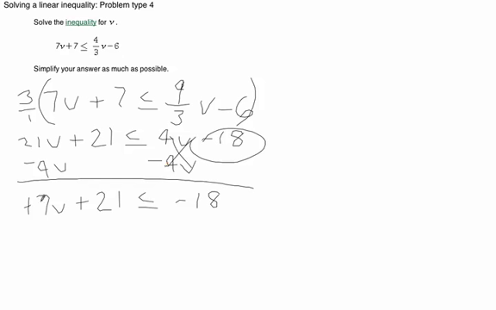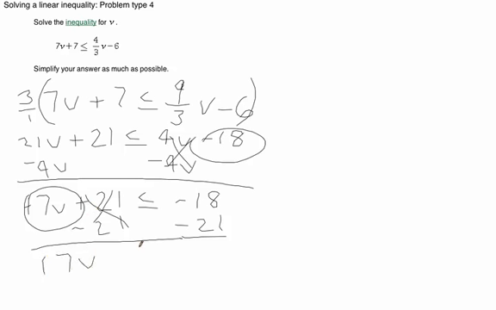Okay, so now we've got a mismatch here. Variables and constants, they don't go together. So we're going to subtract that 21 from both sides. Okay, these are going to cancel out, leaving just the 17v. It's still going to be a less than or equal to here. And what do we get here? Negative 18 and negative 21. These are both the same sign, so we're going to add those up. That's a negative 39, right?